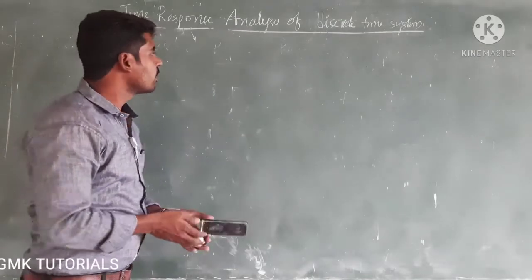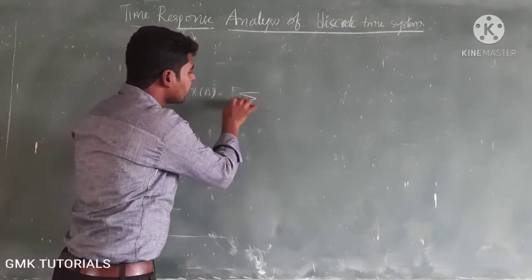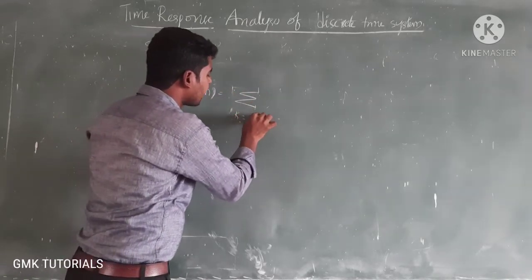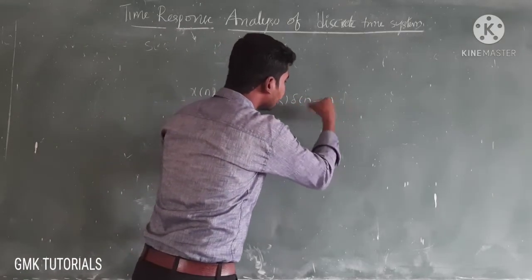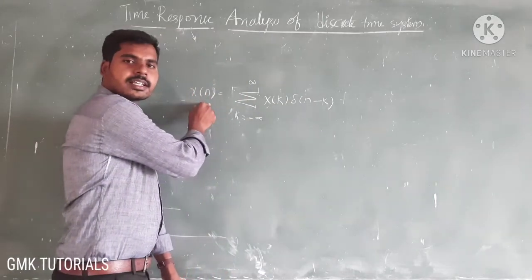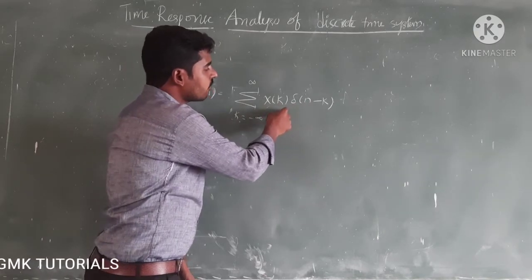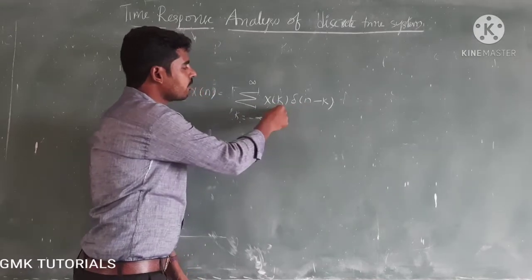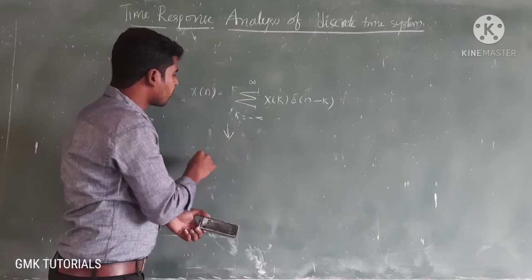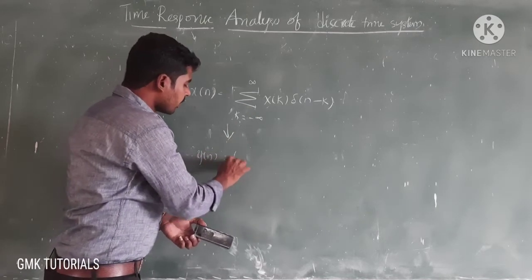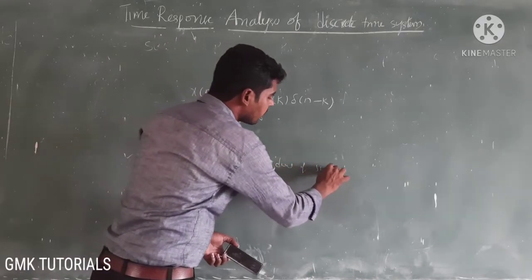Before going to this topic, generally the response of the discrete time system can be defined in two ways. Suppose we consider x of n as a discrete time signal. This discrete time signal can be decomposed into the sum over k equal to minus infinity to infinity of x of k into delta of n minus k. It means the input signal can be decomposed into a sum of signals, that is, a sum of scaled impulses. The signal is multiplied with some impulse, but a small component. The corresponding total response can be obtained as y of n equal to the sum of the individual responses of the signal. So that is the first part.